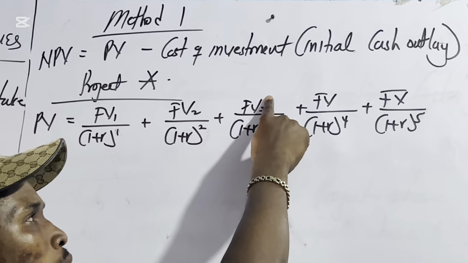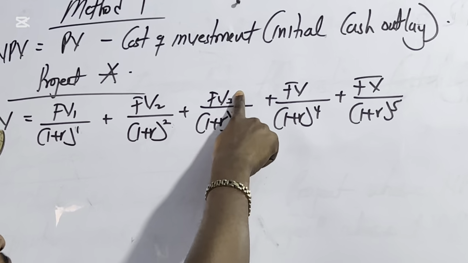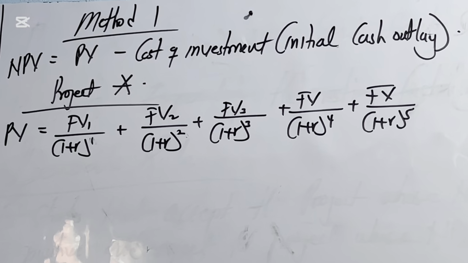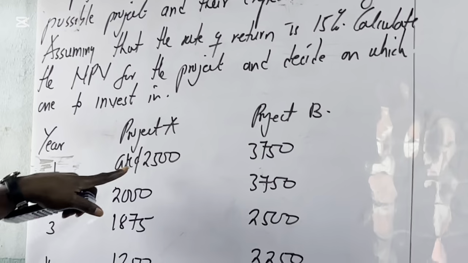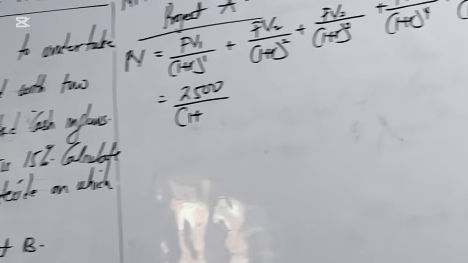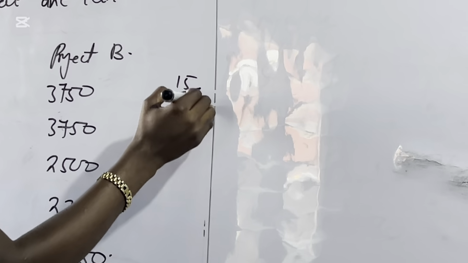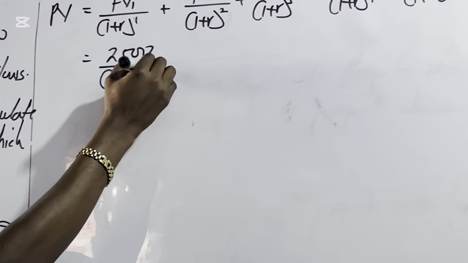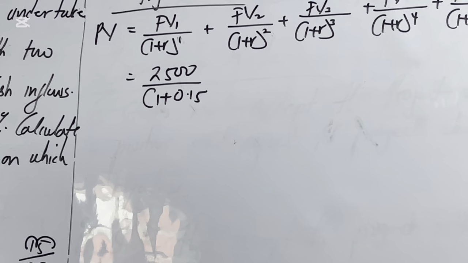You add that 20,000 to year 3. But since there's nothing like scrap value here, we just go by the normal approach. All right, so we have number 1. What is the future value for year 1? 2,500, all over 1 plus our rate of investment, which is 15%. And 15% means 15 over 100, meaning 0.15. Someone will say 1 plus 0.15 is just 1.15.